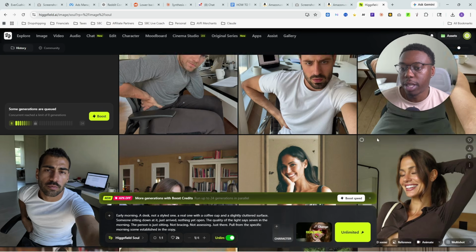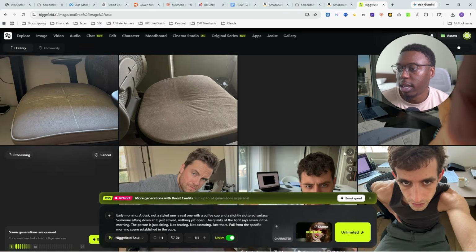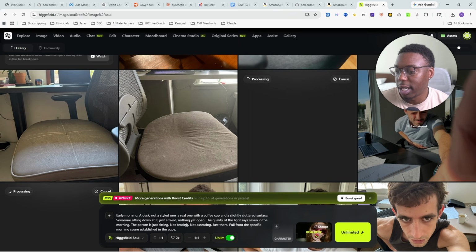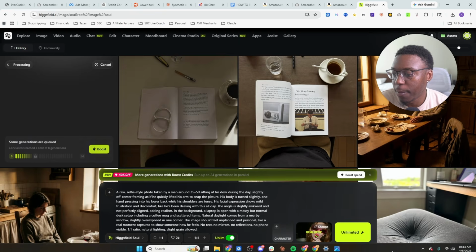We do have one image here that I like. This one's not too bad. But that can be a little wonky. These, I'm not liking any of these, man. None of these look good. So we'll try to keep playing around with it.